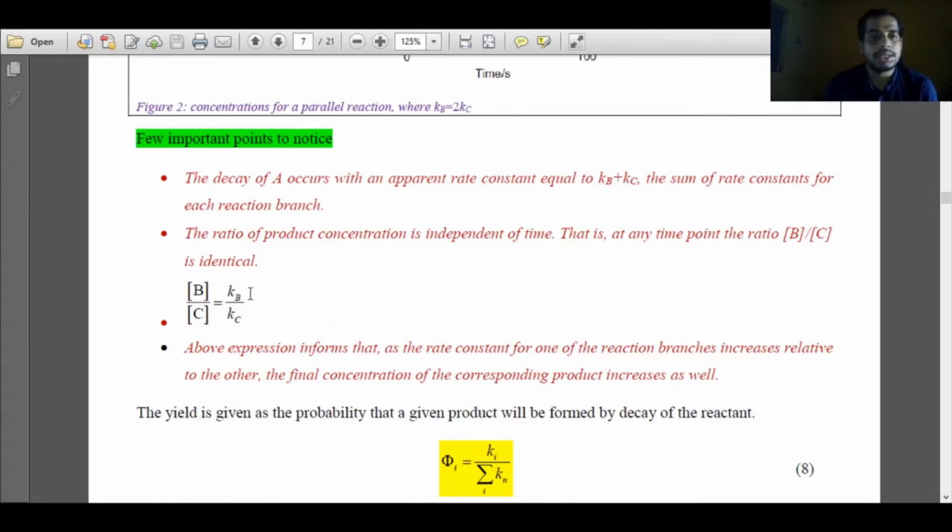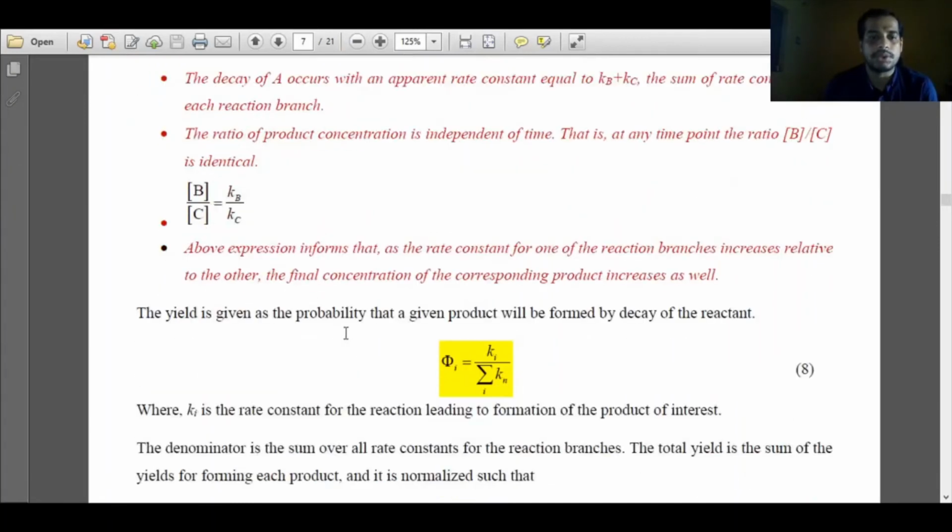So the more the rate constant of B, the more B will be forming; the more the rate constant of C, the more C will be forming. So the rate constant decides whether B will be forming in a larger amount or C will be forming in a larger amount. Further, this ratio informs that as the rate constant for one reaction branch increases relative to the other, the final concentration of the corresponding species increases. As I said, if Kb increases, then B will be forming in a larger amount compared to C.